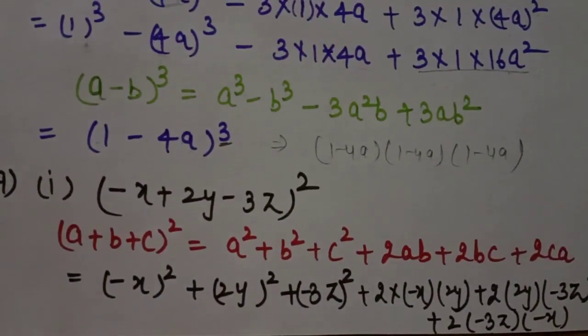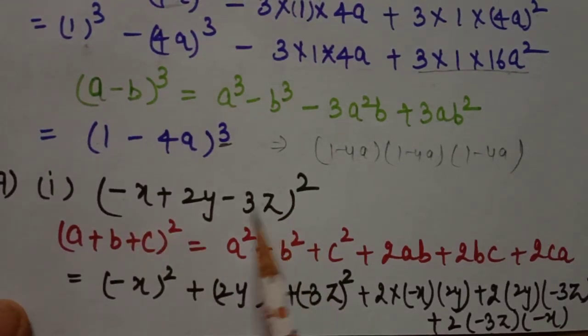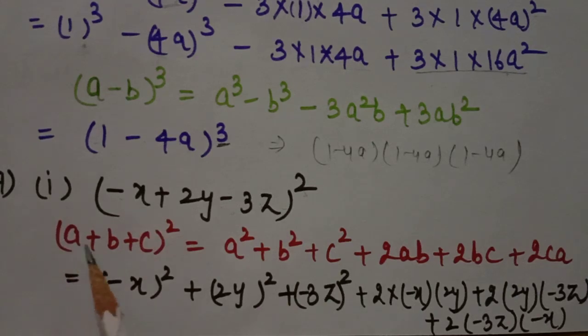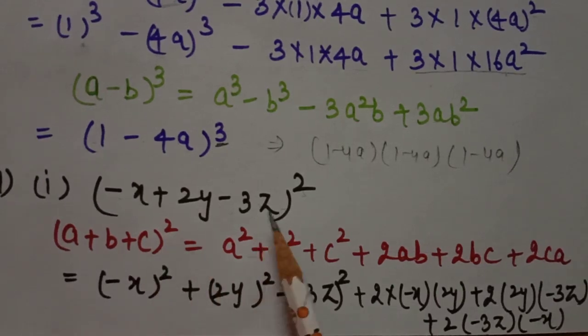So students, this is your 19th question. The 19th question was in your assignment. Expand. We have to expand using identities. We have 2 parts in this question. The first part is (minus x plus 2y plus minus 3z) whole square. So we have to expand this given expression. For whole square we have only one identity, (a plus b plus c) whole square. We know the identity; we will open this identity. We have to replace a with minus x, b with 2y, and c with minus 3z.